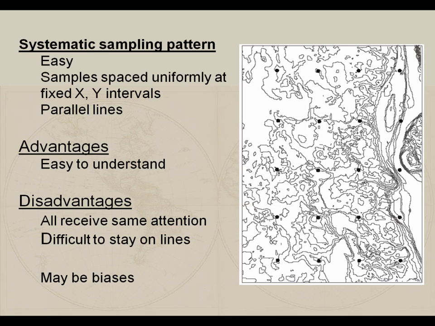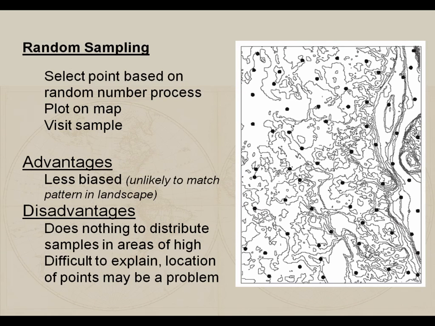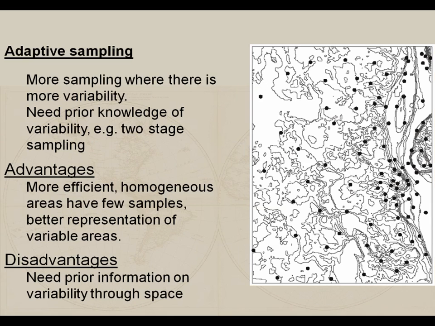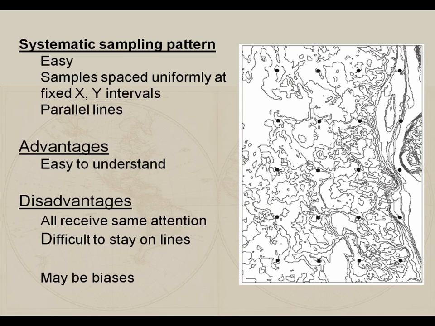There's several different sampling techniques you want to be aware of: the systematic sample, the random sample, the cluster sample, or the adaptive sample. All of these samples have advantages and disadvantages. The systematic sample is fairly easy to understand, but it could have biases. For example, there could be a ridge running down at this location. We just happen to select the top of that ridge, so we would have a very biased sample. But it's fairly easy to understand.